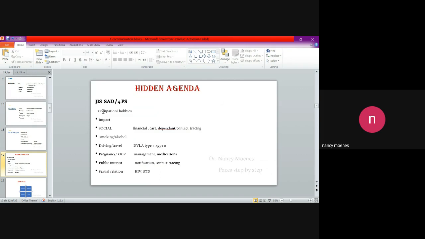Smoking and alcohol we discussed. Driving: we say DVLA type 1 and type 2. Type 1 is a car or motorcycle, type 2 is bus, lorry and others. Taxi: because a taxi is private they consider it type 1, but in some places like Scotland they consider it type 2. So if you deal with a taxi driver, mostly say type 2.